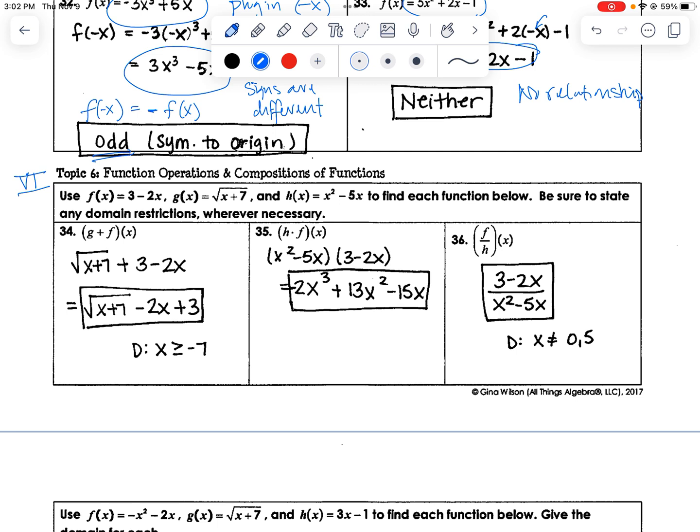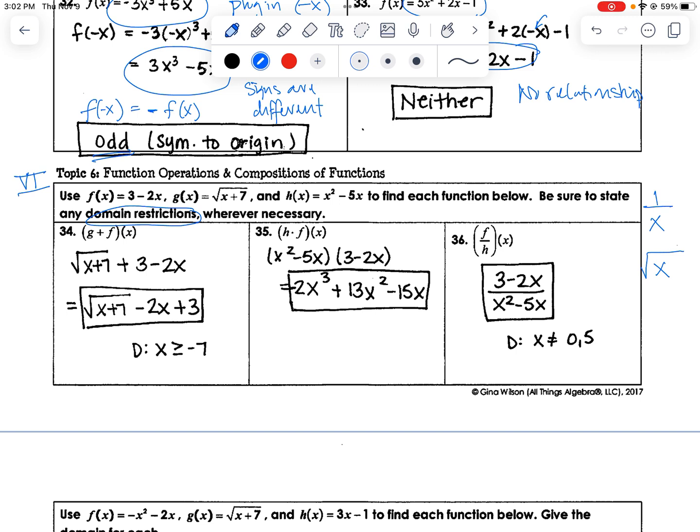We're going to talk about operations and composition of functions, keeping in mind that we have to state any domain restrictions. So remember that we're looking for any kind of fraction situation, we're looking for a square root situation, we're looking for those red flags that there's going to be some value that x can't equal.